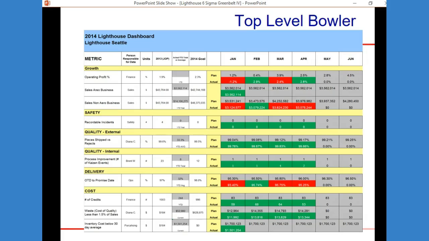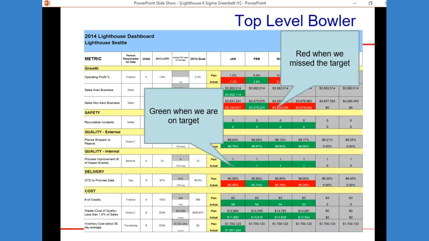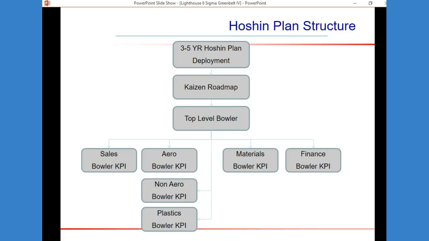Instead of this, it has 12 rows instead of 10, but the same idea. So green when you're on target, red when you're not, and that's just conditional formatting that's doing that. So below that top level bowler could be 1 or 2 more bowlers, or it could be 20. It just depends on the size of your business and how deep you want to measure.